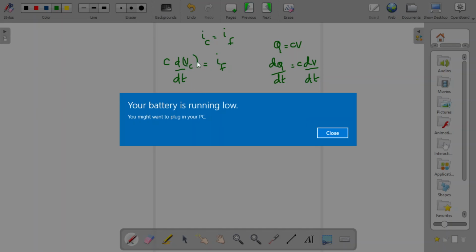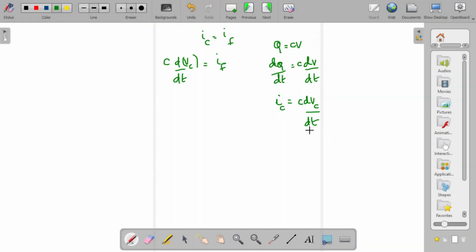Okay, so now what you have to think is, what is this Vc and what is this IF? Because Vc is the voltage across the capacitor, what is that? And what is the current? This current IF is the voltage across the resistance RF divided by the resistance RF. So we'll do that and see that again.